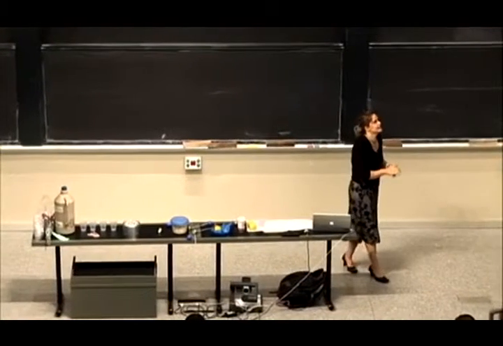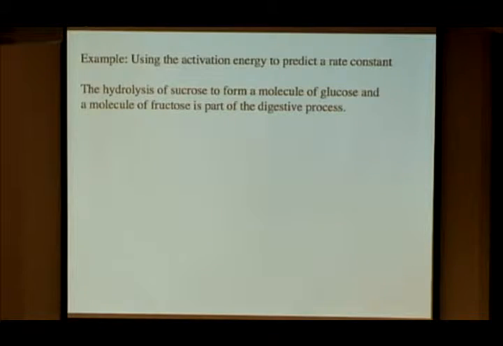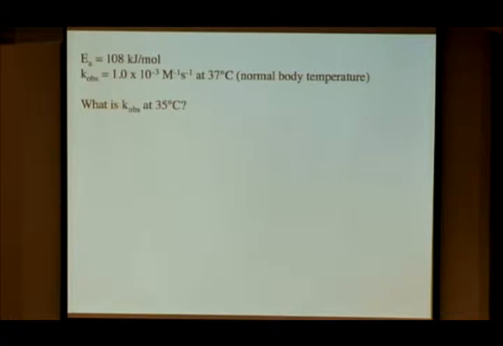Let's look at an example. So often people have sucrose in their diet, and the hydrolysis of sucrose will form glucose and fructose as part of this digestive process. And we can think about the rates at which that would happen in the body.